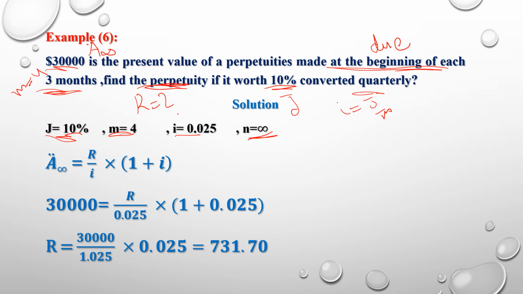So as this perpetuity is a due perpetuity, A infinity equals R over I times 1 plus I. By substituting values, A infinity equals $30,000 equals R over I times 1 plus I, and by multiplying 30,000 times I, and then dividing the answer over 1 plus I, this gives the value of R, which equals 731.70. This is the value of the perpetuity.